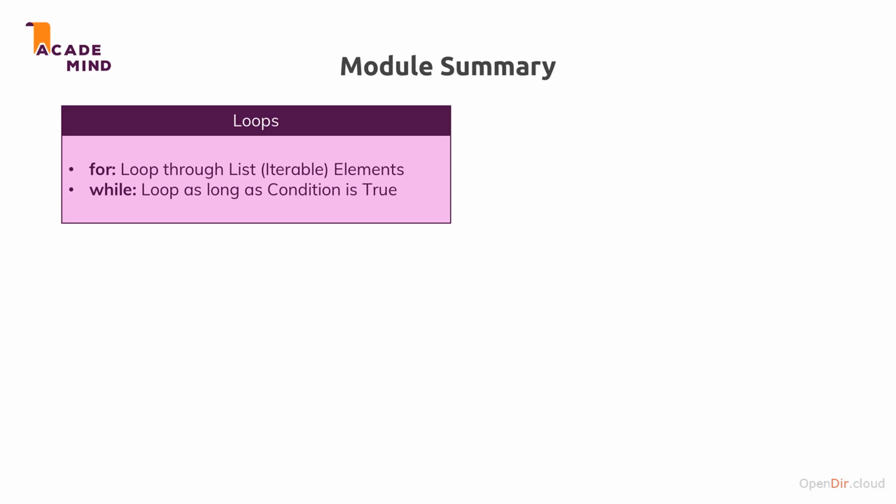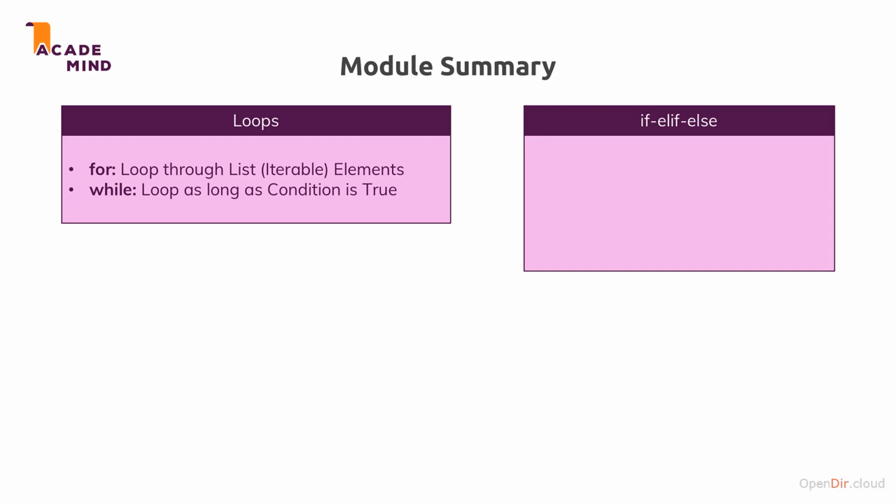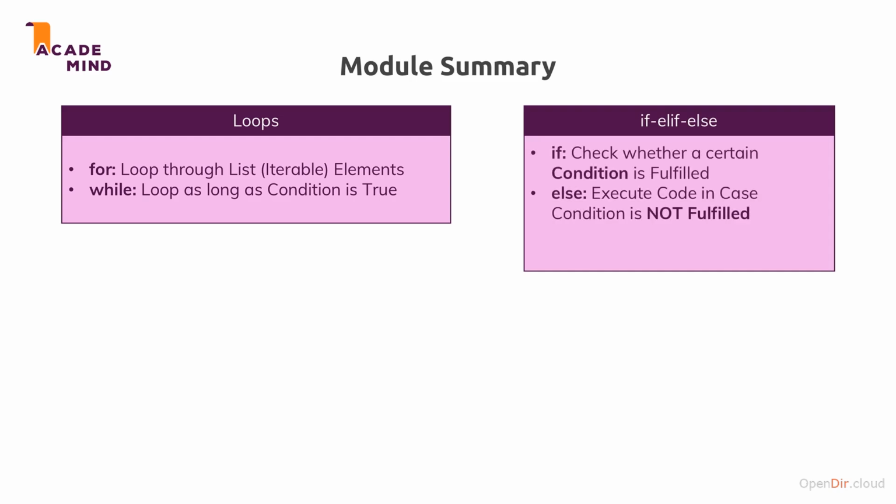Also, don't forget about the range function, which you can use in conjunction with the for loop in case you don't want to loop through the elements of a list, but rather through its indices, for example. We also had a look at if, elif, else statements, that we can check whether a certain condition is fulfilled, that we can do something if that's not the case, or that we can use elif to actually handle multiple conditions. There is no switch statement, keep that in mind.